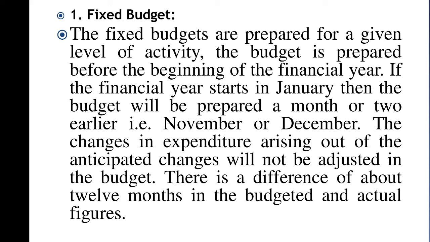So there will be a difference of about 12 months in the budget, and according to that, the budget will be fixed. So there will be a very big difference, since they are fixing for 12 months, between the budgeted and actual figures. They will not be changing it. So it will be fixed. What they have planned for the last year, they will not be changing it again here.